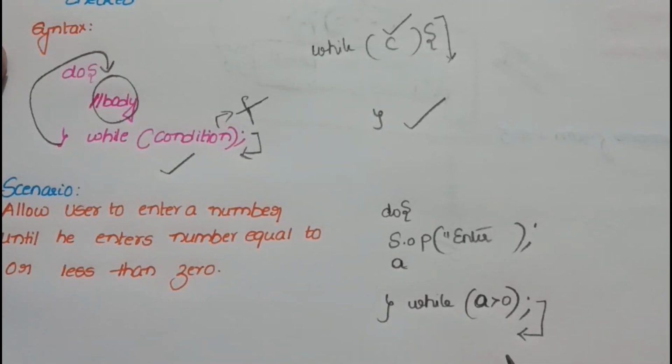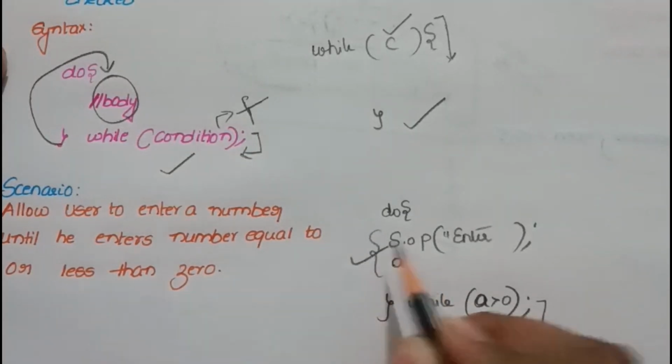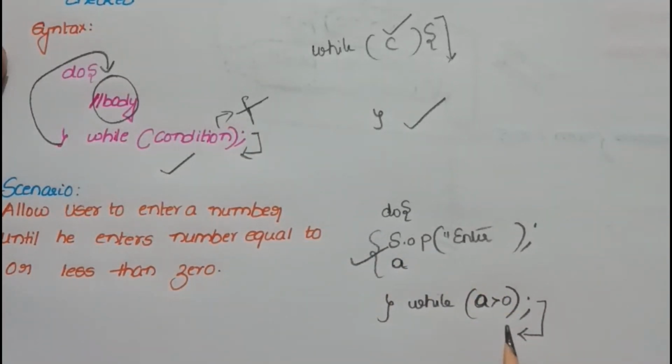In this way, the do while loop is used when a block of code should get executed at least once. After executing that, we will check a condition. If that condition returns true, again we execute that block of code, or else we just exit from that block of code.